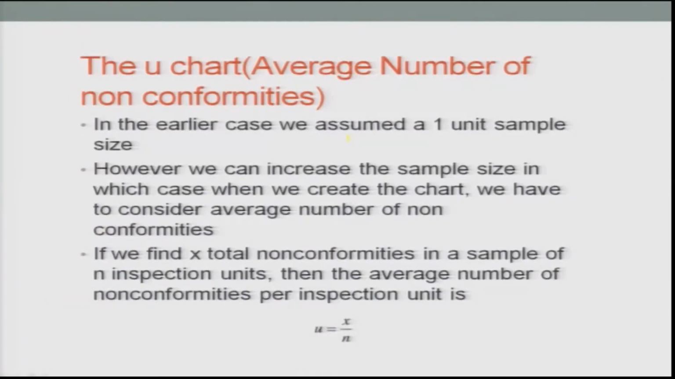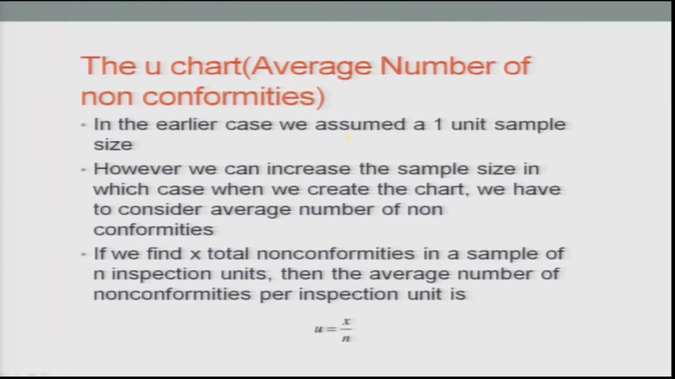Now I will use the U charts, which is the average number of non-conformities. In this case we assumed a 1 unit sample size. However, we can increase the sample size when we create the charts, and we have to consider the average number of non-conformities. So if you find X, which is the total non-conformity in a sample size of any inspection, then the average number of non-conformities per inspection is X by n.